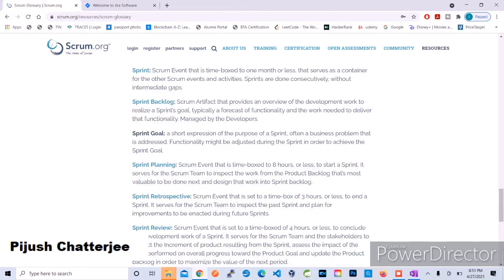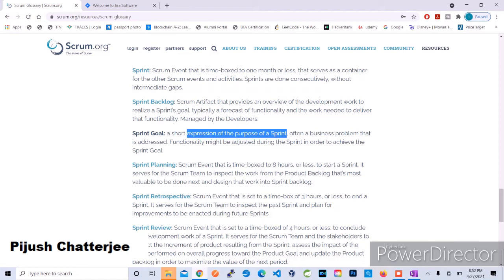Next topic is sprint goal. It is a short expression of the purpose of the sprint. Whatever stories you select in a particular sprint, together they give you the sprint goal. Or the other way around: you set a sprint goal for what you need to achieve, and then you select the stories to achieve that particular goal.